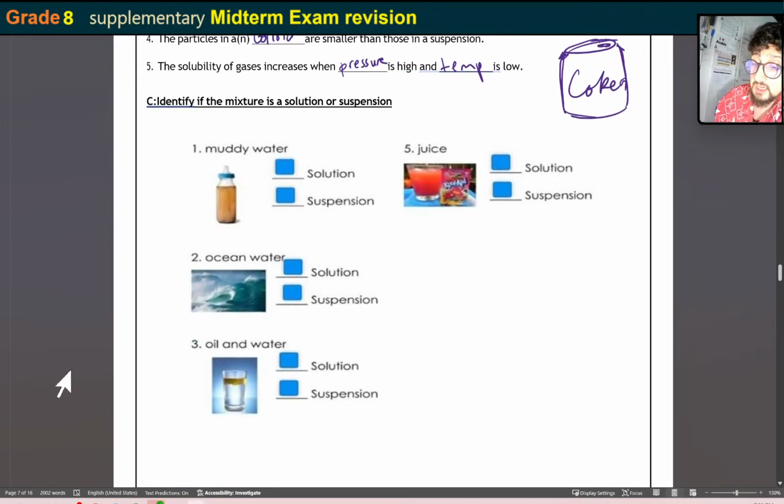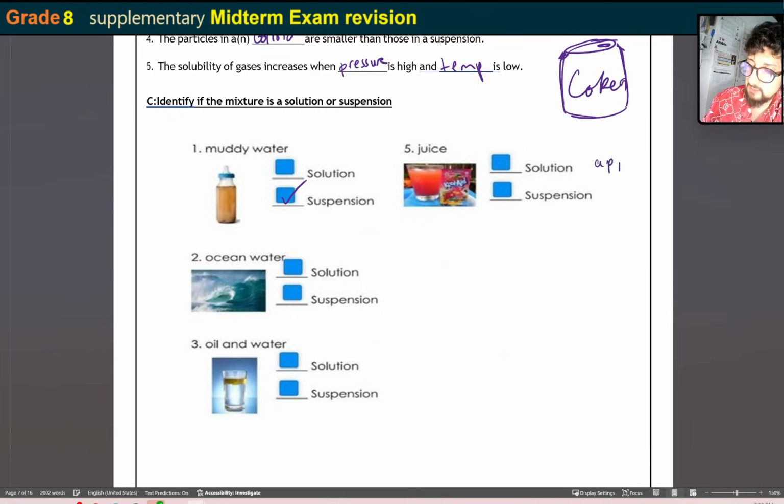Okay, identify if the mixture is a solution or a suspension. Muddy water, I don't know why it's in a baby bottle. It's a bit creepy. That's a suspension. Juice. Well, it depends on the type of juice. In this example, it looks like it could be a colloid or a suspension. However, some juices are solutions.